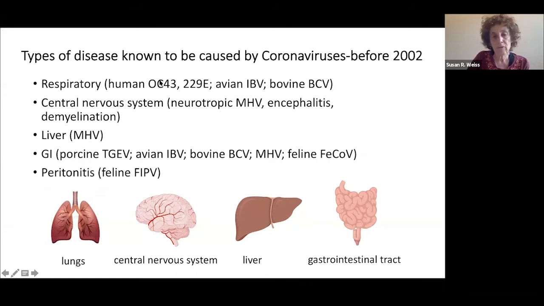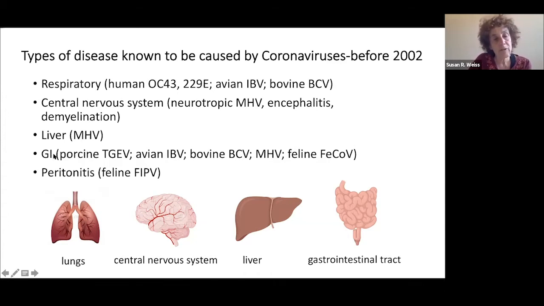There was not a lot of research on these viruses, but they were clearly identified as human cold viruses. The avian IBV and the bovine BCV also cause respiratory diseases. The mouse viruses, some of the MHV strains cause central nervous system disease, as I said before. Some MHV strains cause hepatitis, liver infection.